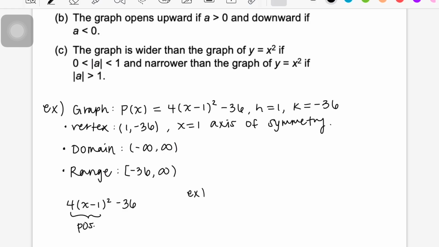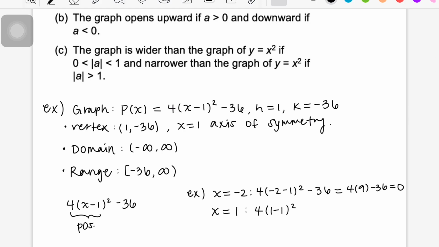And then plugging in all other x values, our output will go all the way up to infinity. Just to make this clear, for example, if we were to plug in negative 2 into this function, we would get 0. If we were to plug in 1, we would get 4 times 0 squared minus 36, which is minus 36. So even if we were to plug in x values smaller than 1, like negative 2 for example, we're not going to get anything that's smaller than negative 36. So this is our range of output values.